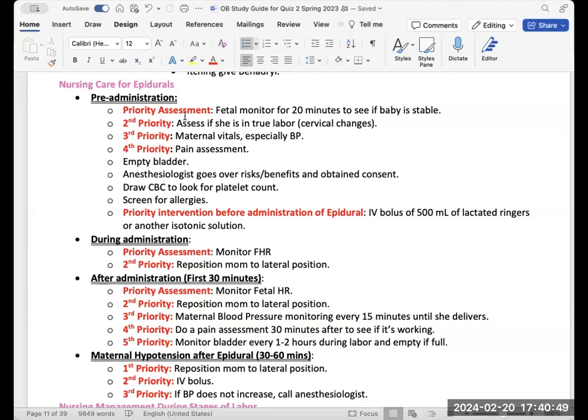If it says they did everything, like assessments, they determined she's in active labor and they're going to give an epidural, what should the nurse do before administering? Boom, the fluid. If it doesn't mention that, they said they just came to the hospital, they think they're in labor, they're considering an epidural, right? Priority: fetal heart rate. Does that make sense?